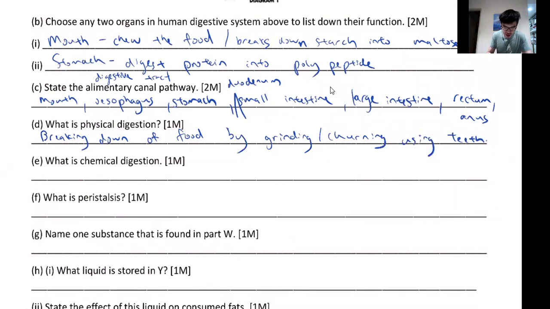Okay, so what is chemical digestion? Okay, it is the breaking down food using enzyme. Okay, you use enzyme to break food. Now, enzyme is the chemical in your body.